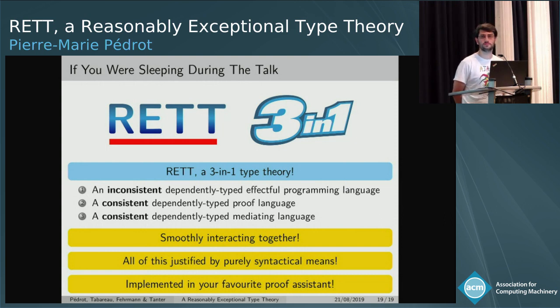So I have a couple of questions. It's a really nice talk. It's a really nice idea. Why would you ever want to put this stuff in the kernel if you can compile it down to CIC? Thanks a lot for this very interesting question.